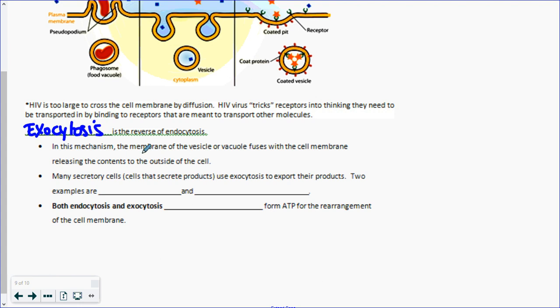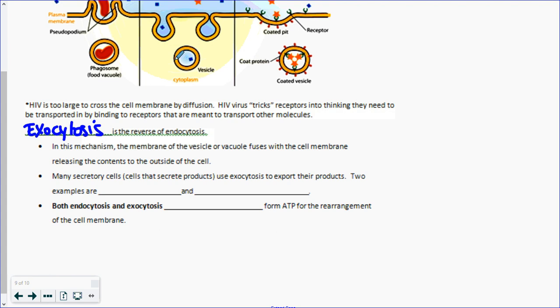In this mechanism, the membrane of the vesicle or vacuole fuses with the cell membrane, kind of spilling the contents out of the cell. So just think about this happening in reverse. This little vesicle finds its way out to the surface, they connect, and then it opens up and spits out whatever was inside that vesicle.